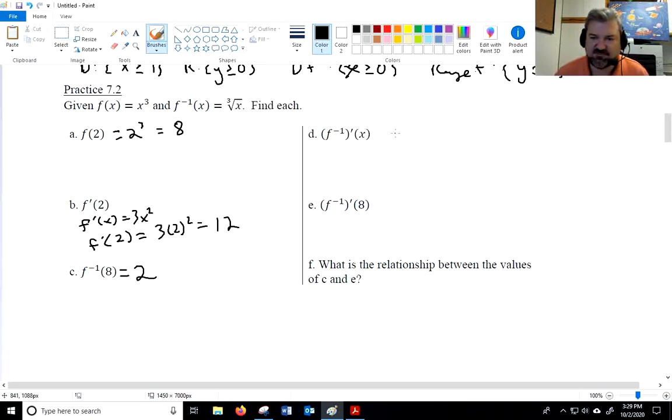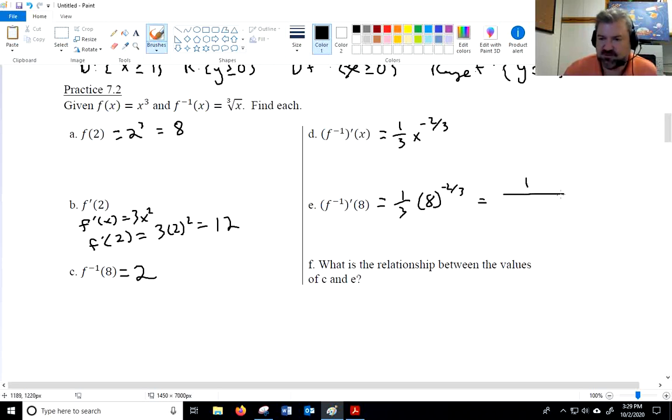Let's find what f inverse prime of x is. Well, f inverse prime of x would be, this is x to the 1/3, so it's 1/3 x to the negative 2/3. So what is f inverse prime of 8? Well, that's 1/3 times 8 to the negative 2/3, which is 1 over 3 times 8 to the 2/3. The cube root of 8, let's do that first. The cube root of 8 is 2, and 2 squared is 4, and 4 times 3 is 12.